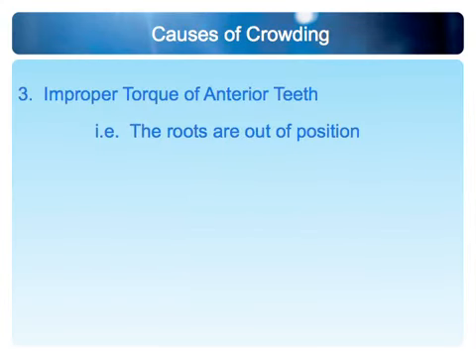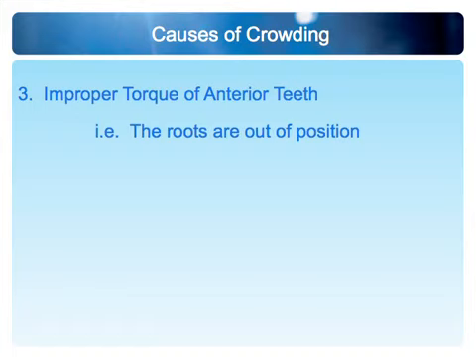Now, the third cause of crowding is improper torque of anterior teeth. An improper torque of anterior teeth is just a bunch of fancy words. That means that the roots are out of position. So you notice, the first two causes of crowding, improper arch form and improper arch width, deal with the arch in its entirety, meaning the anterior and the posterior teeth. The third cause of crowding restricts itself right to the anterior teeth, an improper torque of anterior teeth. In other words, when the roots are out of position, it's a cause of crowding.